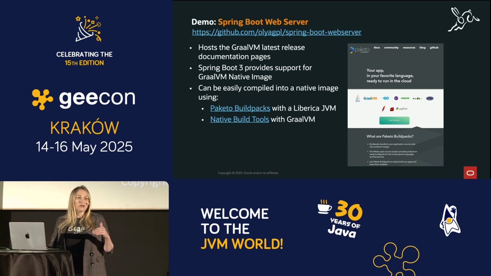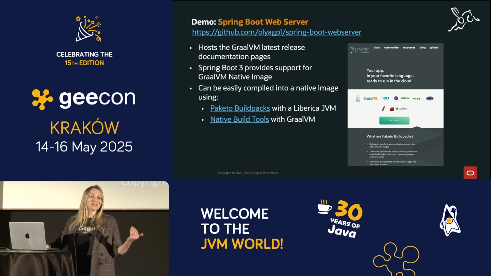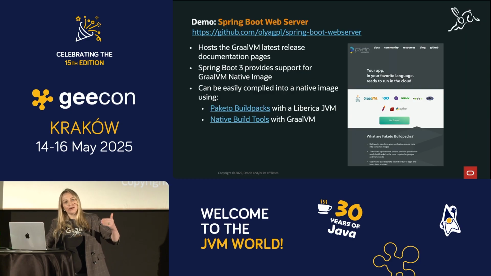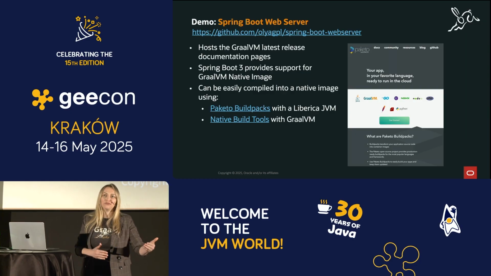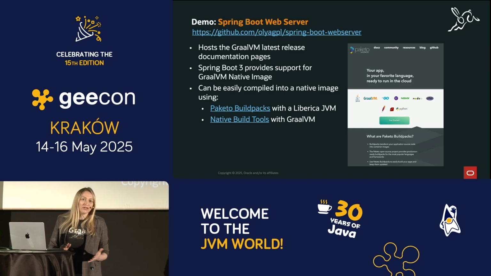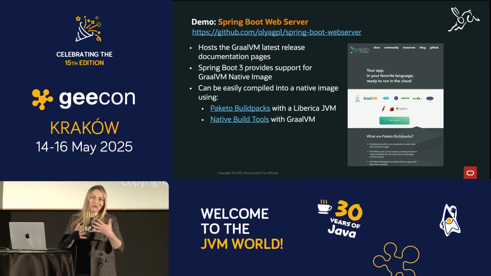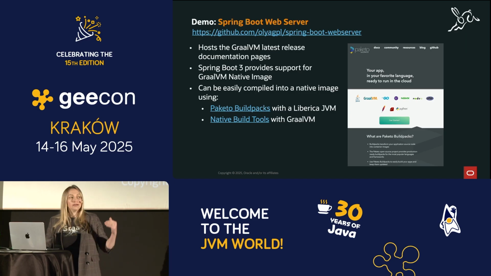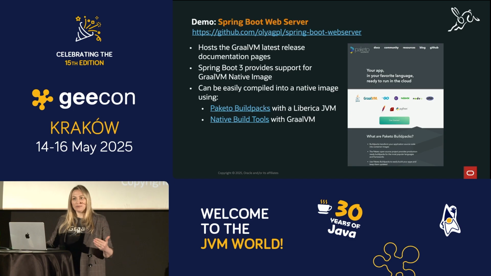And we will do it in two ways. First, Paketo buildpacks, which is native to Spring Boot. And at this build, it will employ the Liberica JVM because that's the default. But it doesn't mean you cannot change Liberica JVM and still use Paketo buildpacks and run it on GraalVM. You can do that. And second way, we will be using Maven native build tools, just Maven on the command line. It's a more manual way, but it gives you more flexibility in configuration.